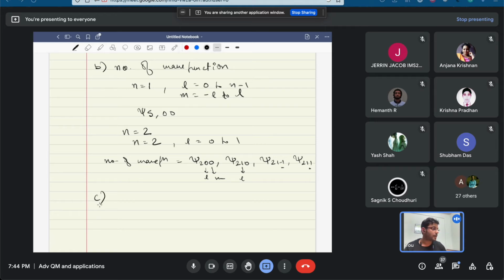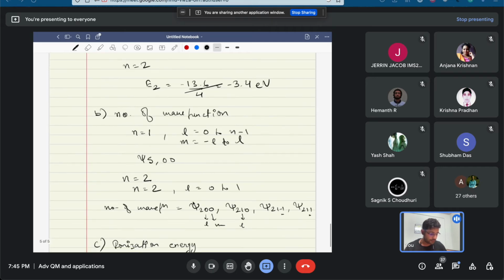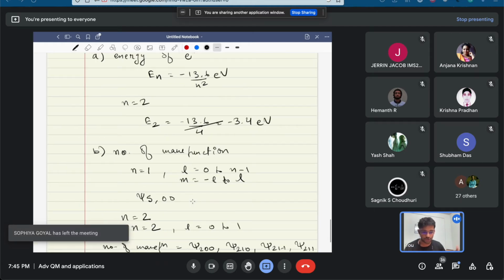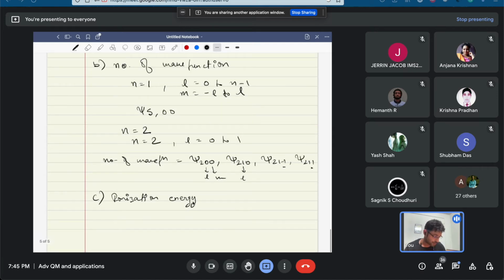Now for the C part, we have to calculate the ionization energy. I believe everyone knows what ionization energy is. It is the energy that is required to pull that electron out of the hydrogen atom. So if you have an electron in the first excited state, how much energy do you need to just shoot it off the atom? For that, you need only the energy that the electron already possesses. So if you put in 3.4 electron volts, then the electron just shoots off. So essentially the ionization energy is only 3.4 eV.